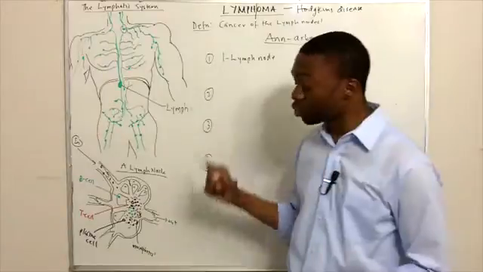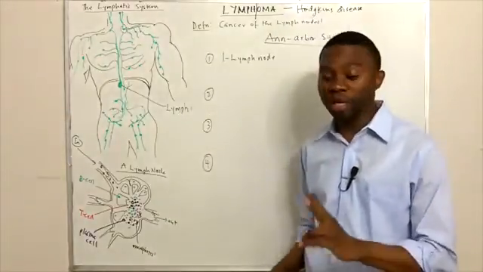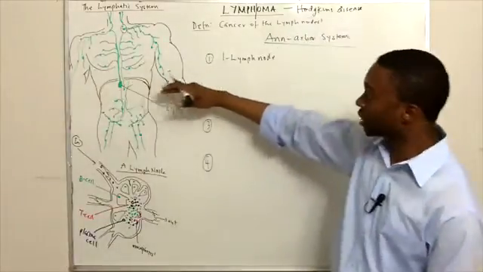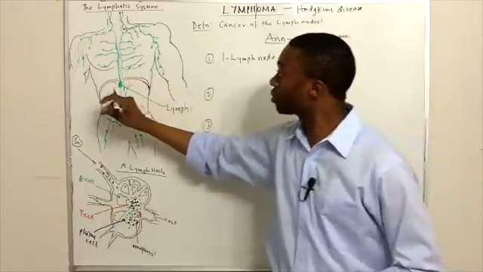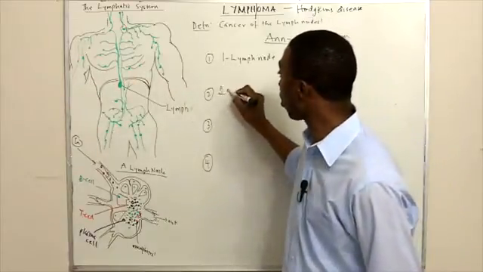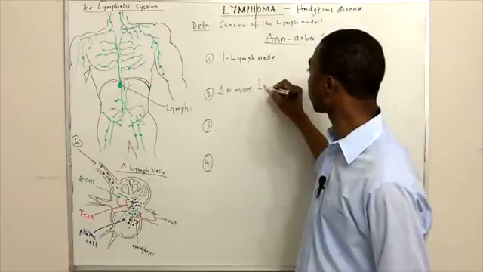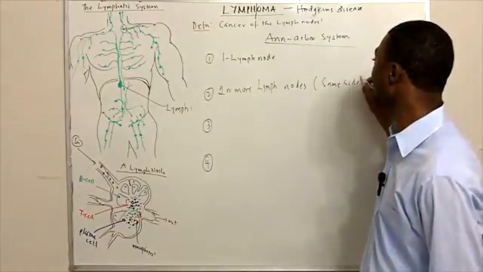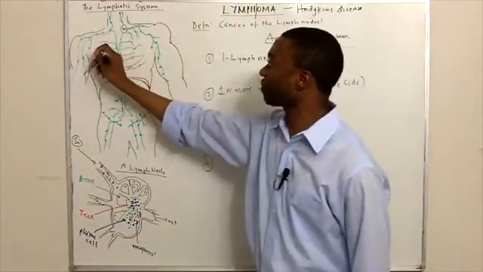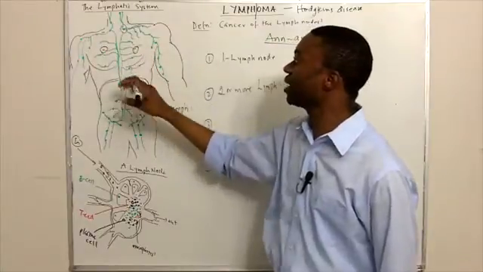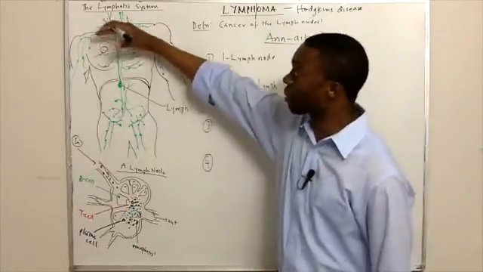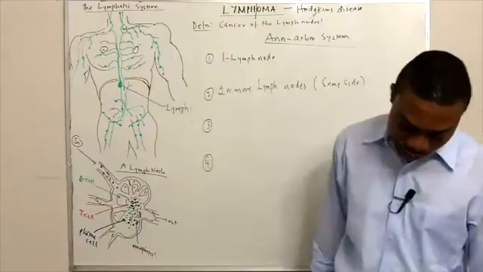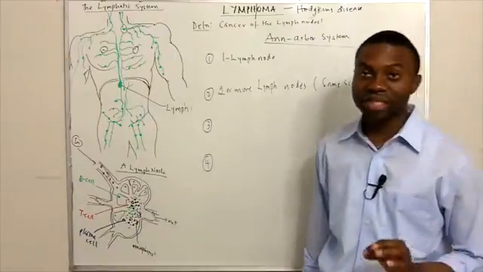Guess what stage 2 would be? Stage 2 is just 2 or more lymph nodes, but it has to be on the same side of the body. So remember, I'm using the diaphragm to slice our body into 2. So stage 2, you have 2 or more lymph nodes, but it has to be on the same side of the body. So both of them have to be above the diaphragm. So let's say I found 1, 2, and 3, right? That will make it a stage 2 because all of them are above the diaphragm. You got it? Excellent.